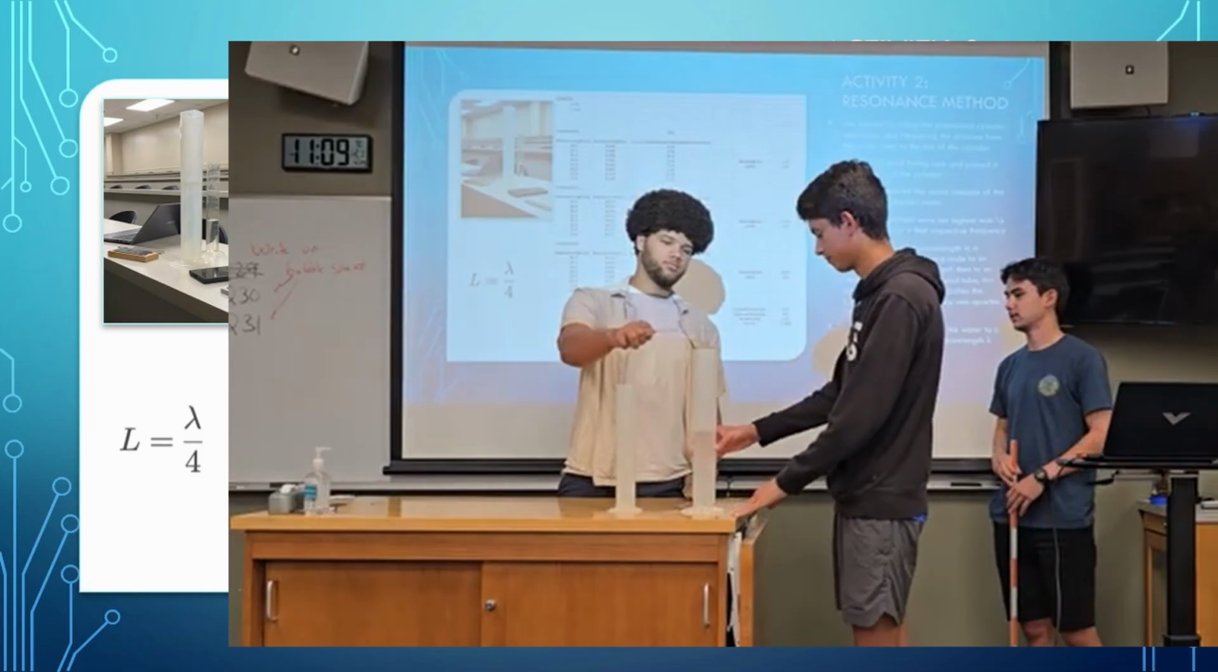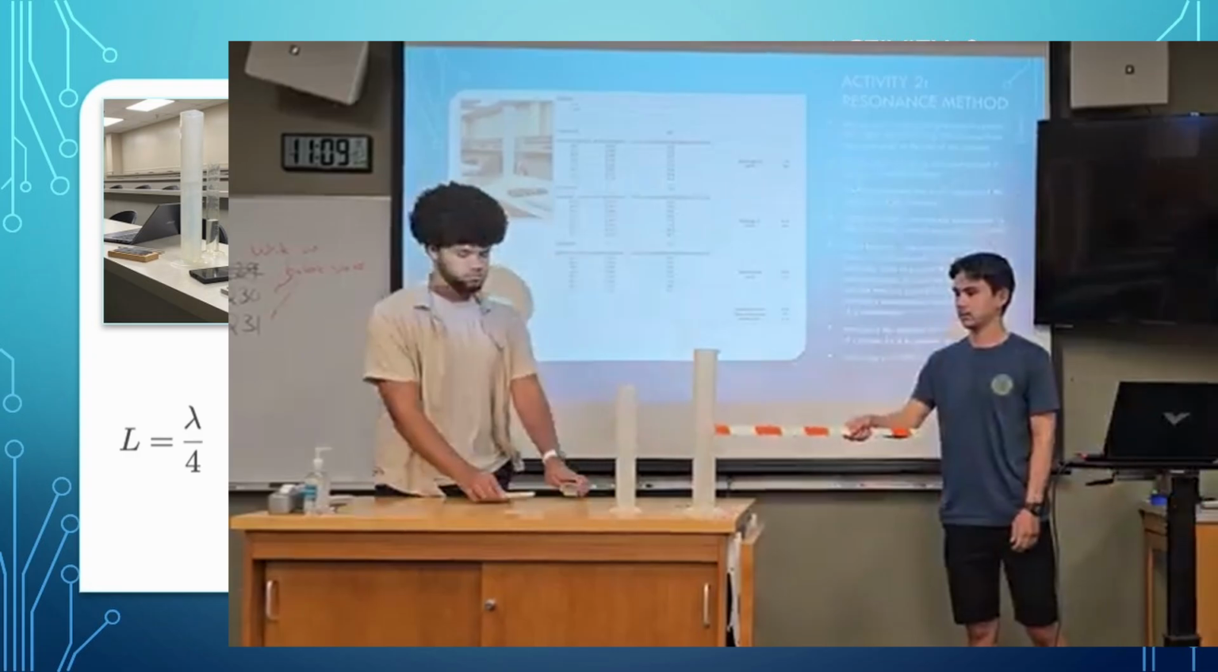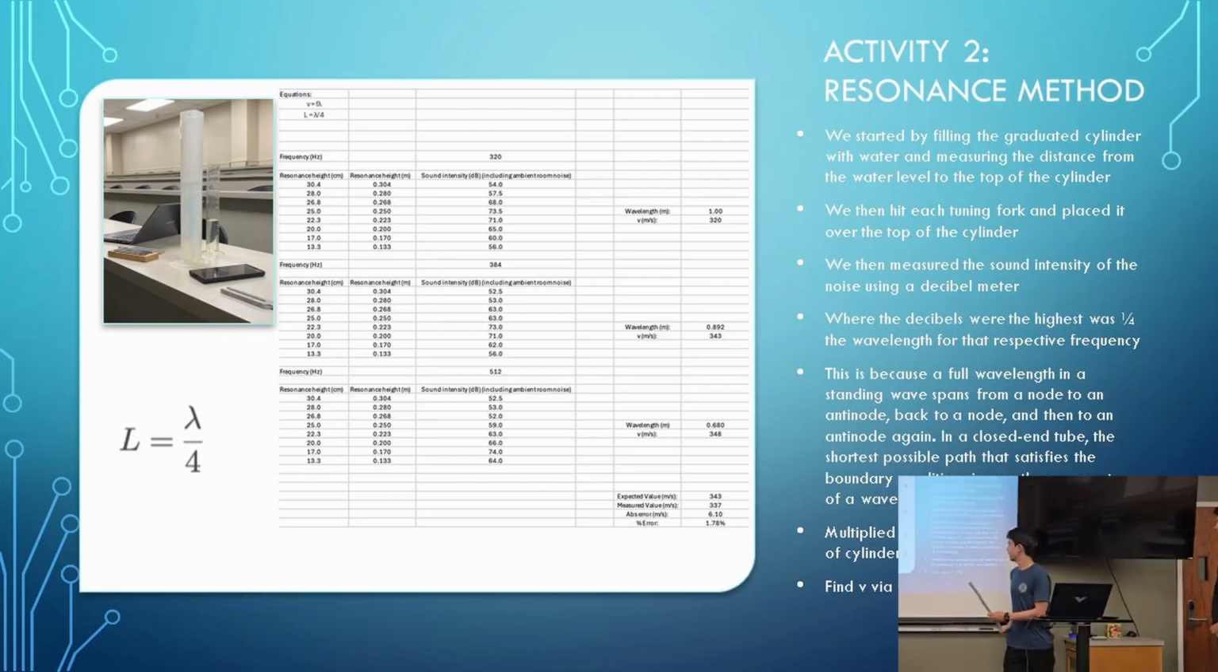And since the sound intensity at that point is greatest, we take the distance from the water level to the top. And since we know that that distance equals lambda divided by 4, we can find the wavelength by simply multiplying the length of the air column by 4. We did this for 3 different frequencies and obtained velocities for each of them and got an average velocity of 337 meters per second, which corresponds to 1.78% error.